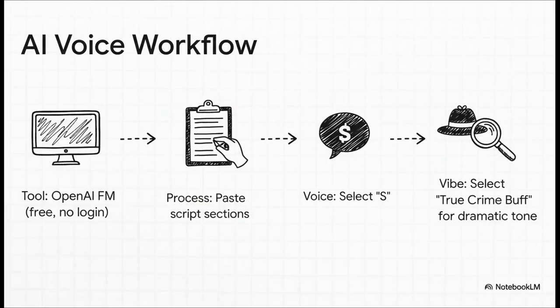So the tool we're using for this is a free text-to-speech site called OpenAI FM. And the best part? You don't even need to sign up. You literally just paste in your script, pick a voice, the one just called S is amazing, by the way, and then you pick a vibe. If you choose True Crime Buff, you get that perfect, serious, dramatic tone you want for a documentary.